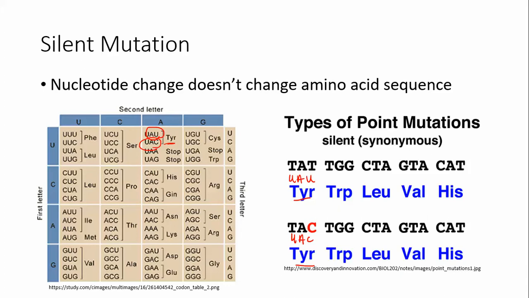So for example, you can have 4 different codons code for serine. Notice these guys all code for serine. If you change the last base in the codon, doesn't matter. You're still going to get the same amino acid. That's a good thing because that means that these inevitable mutations that occur don't necessarily have to change the sequence of the protein. This is a silent mutation.